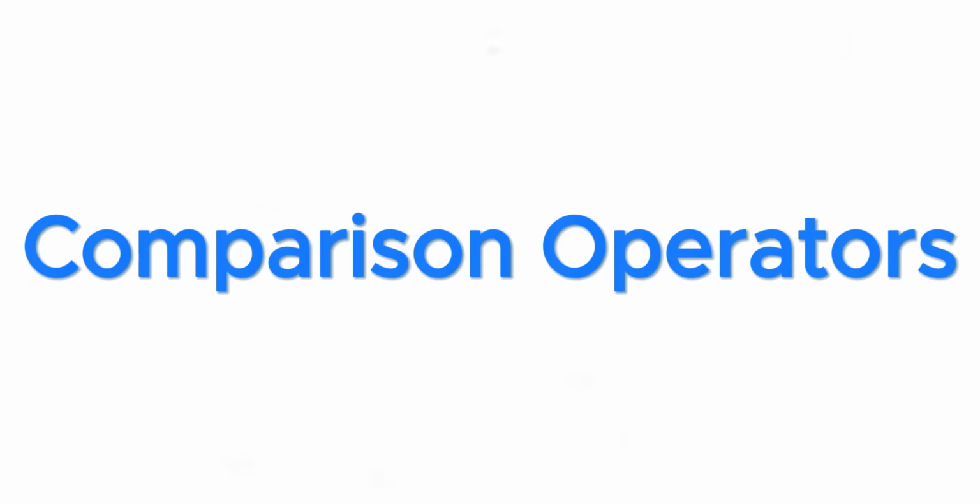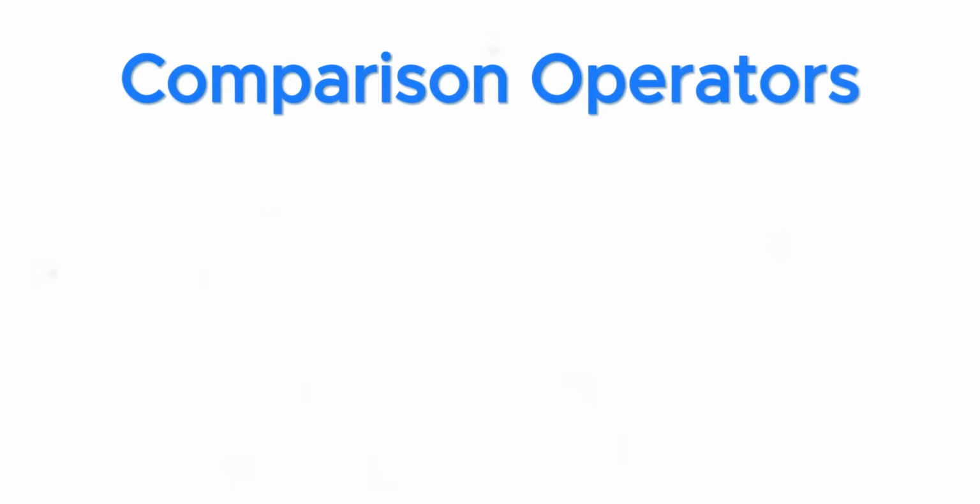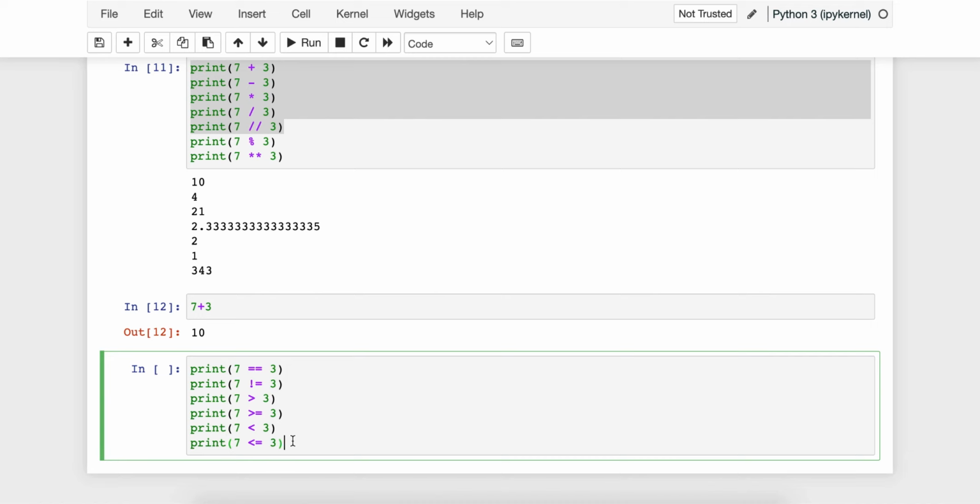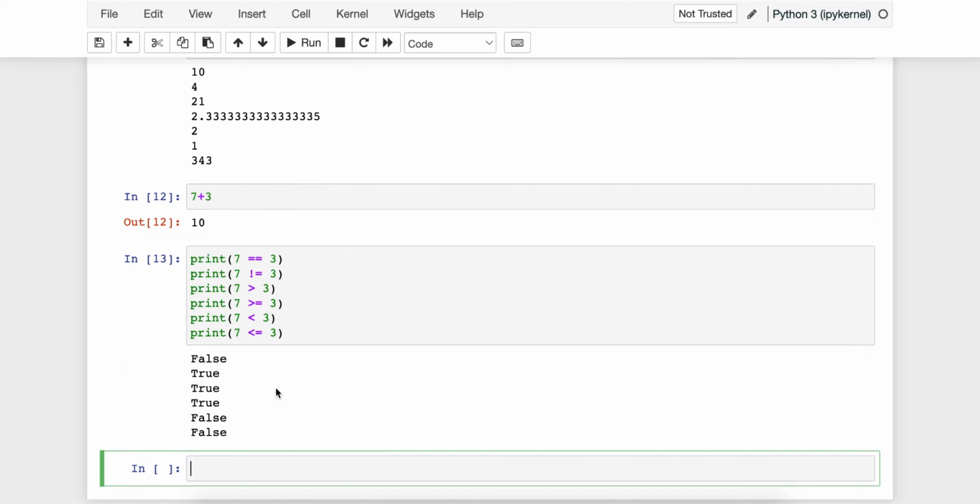The next type of operators that we'll be talking about are the comparison operators. These are variations of the equal sign, and they result in a Boolean value, which is either true or false. Most of these should be fairly straightforward, but just remember that one equal sign equals assigning a value to a variable, but two equal signs equals actually checking if two values are equal or not. Again, I have put all of this in Jupyter Notebook, and here are the results.